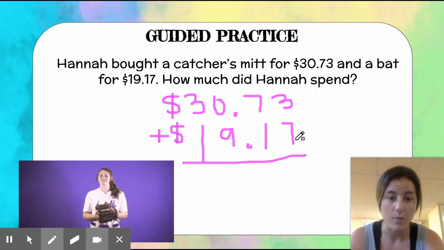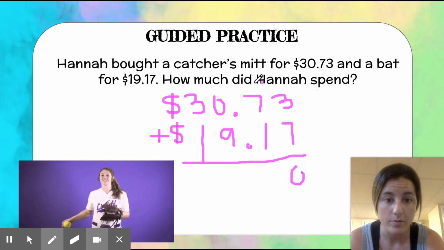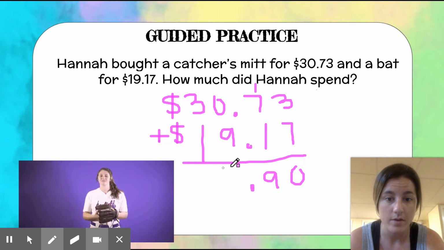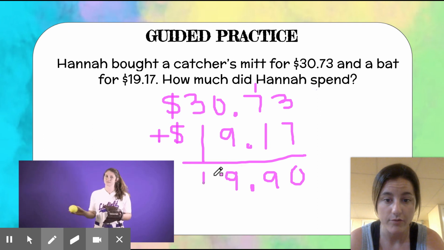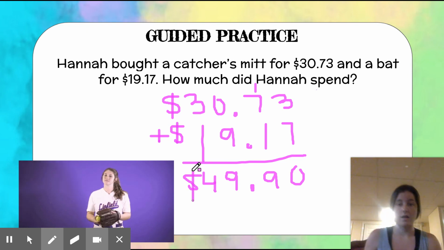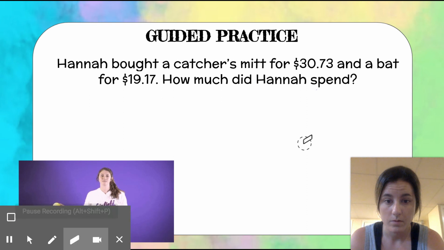In my ones place, 7 plus 3 is 10. Put my 0, carry my 1, 7, 8, 9. Make sure you carry the decimal point down. 9 plus 0 is 9. 3 plus 1 is 4. Don't forget your dollar sign. Hannah spent $49.90. Okay.